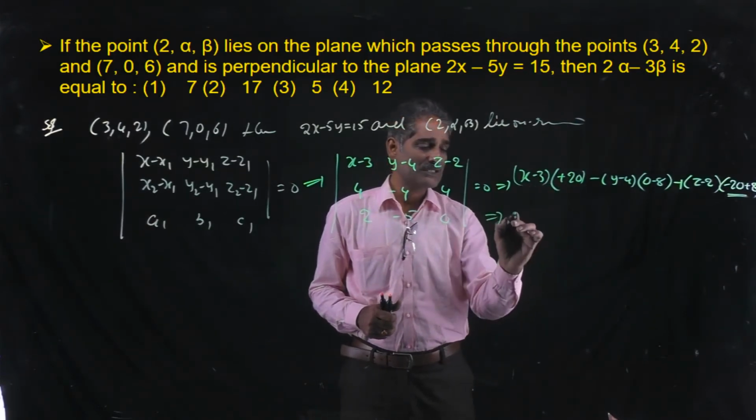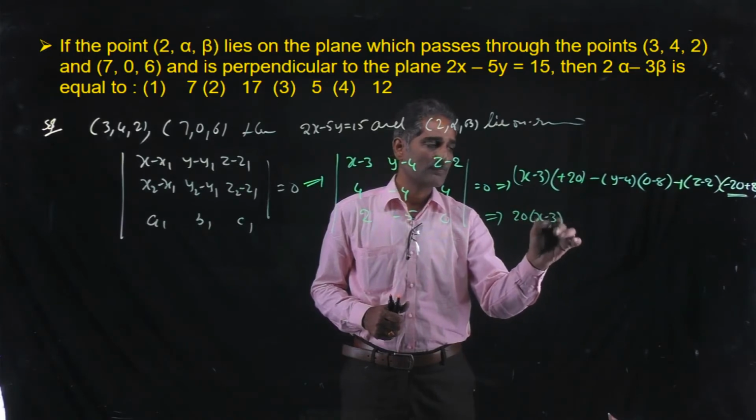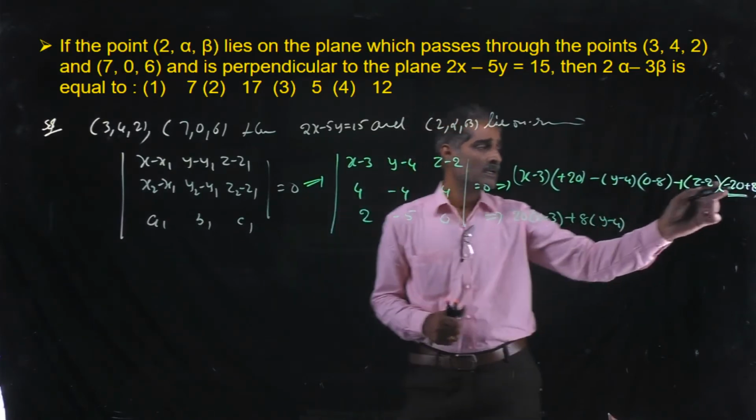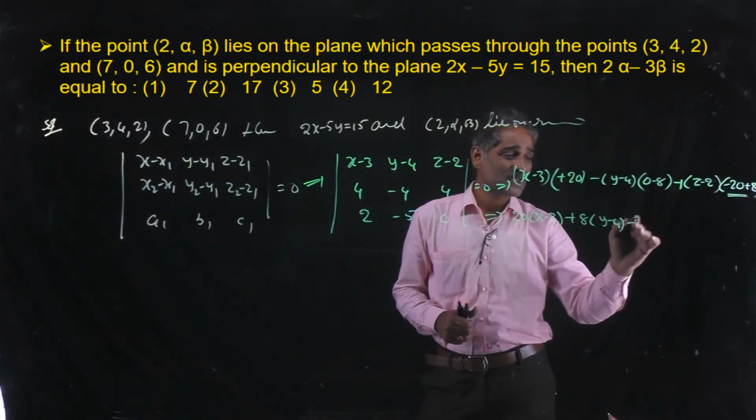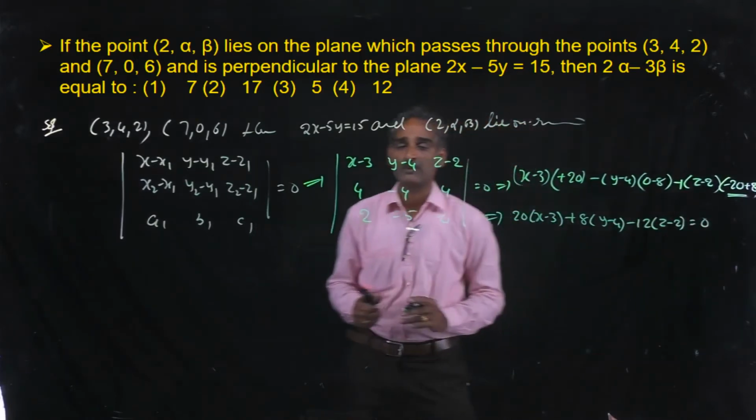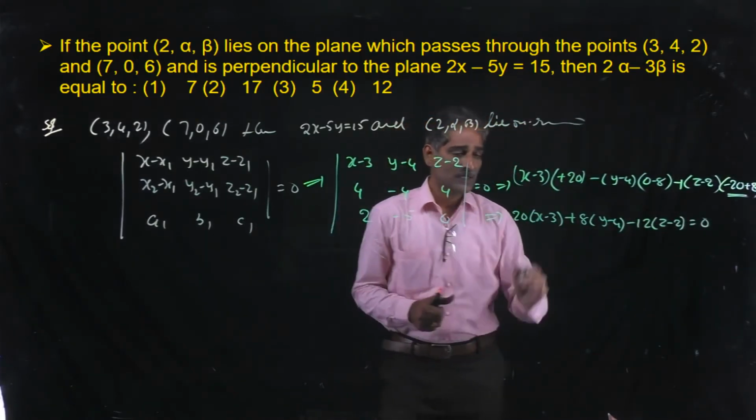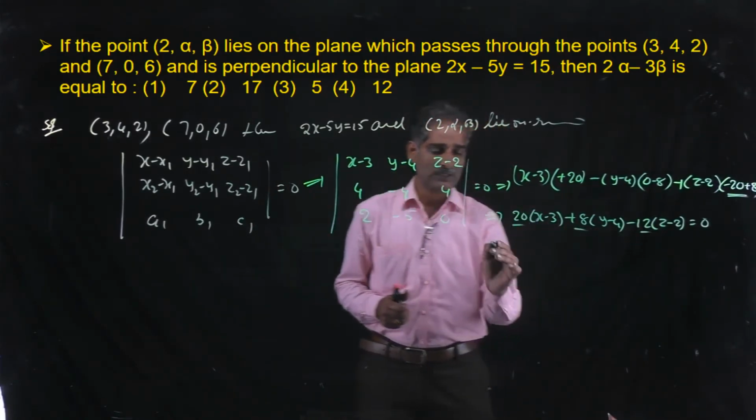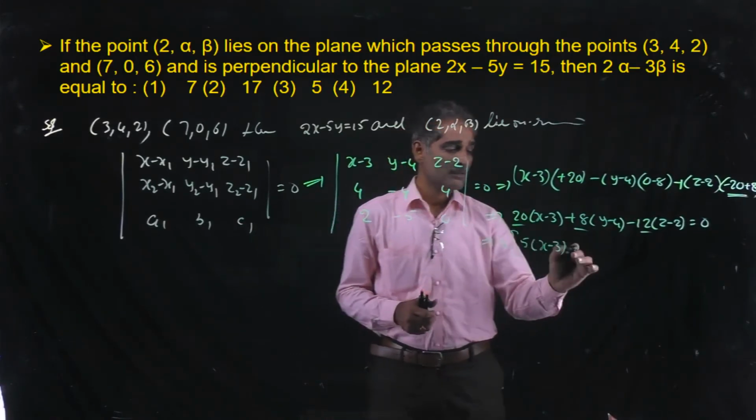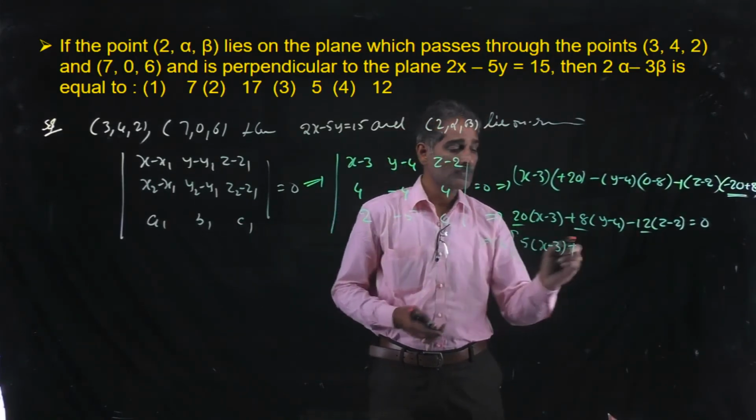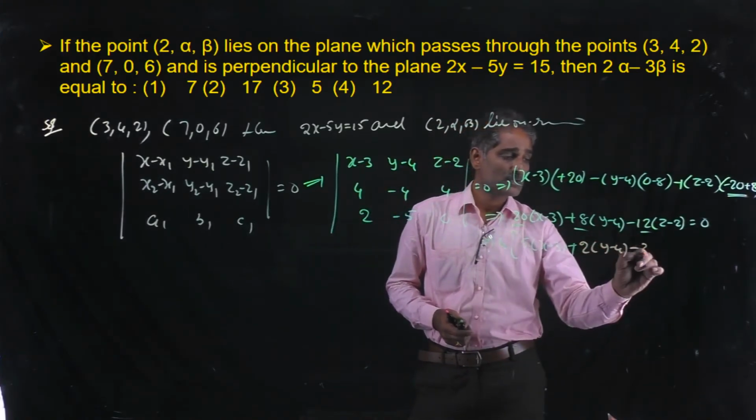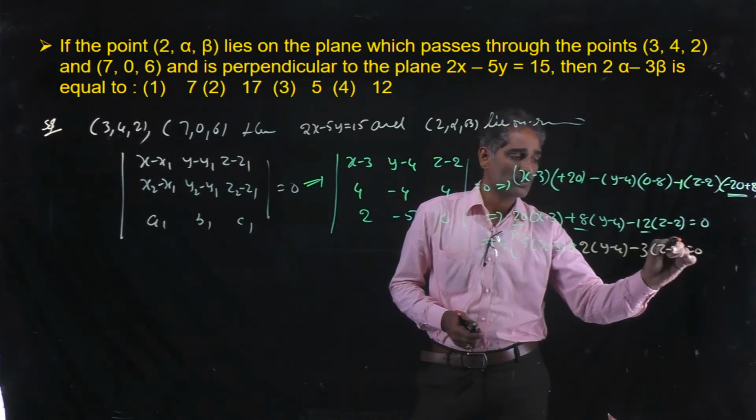20 into x minus 3, next minus plus 8 into y minus 4 and minus 12 into z minus 2, that is equal to 0. Now take 4 common from all the terms. We will get 5 into x minus 3 plus 2 into y minus 4 minus 3 into z minus 2 equal to 0.